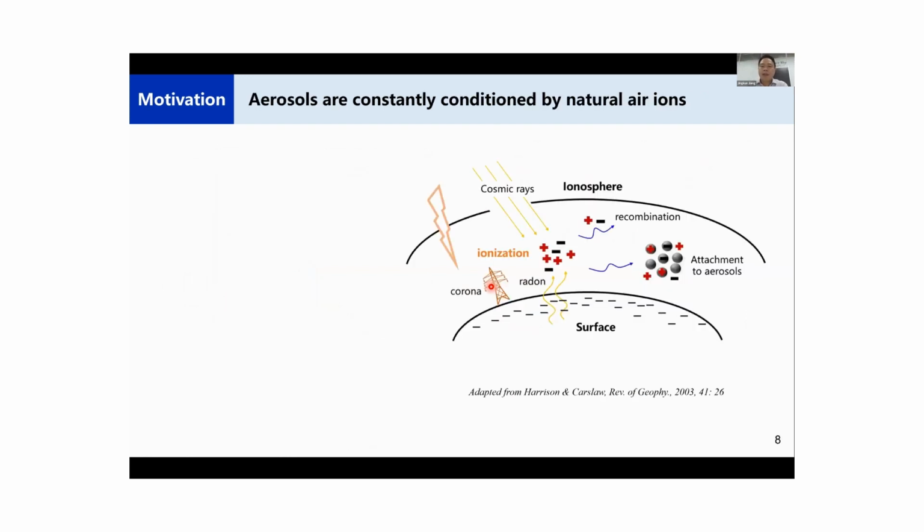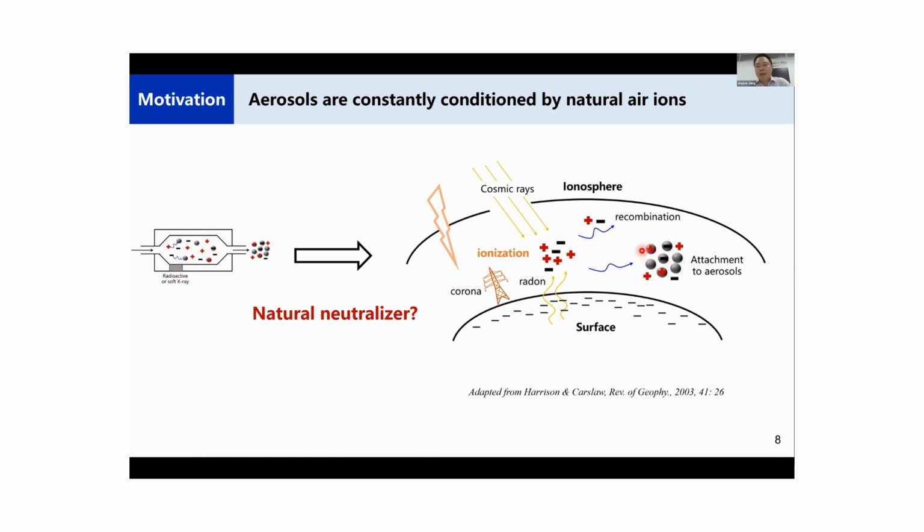Another background is that if we look at the atmosphere, we have a bunch of both positive and negative ions, generated by both cosmic rays and ionization processes. The atmospheric aerosols are constantly conditioned by these ions. So one idea is, we are generating positive and negative ions during the measurement. Can we replace this neutralizer with nature itself, where it has both positive and negative ions and is similar to the neutralizer we typically use?